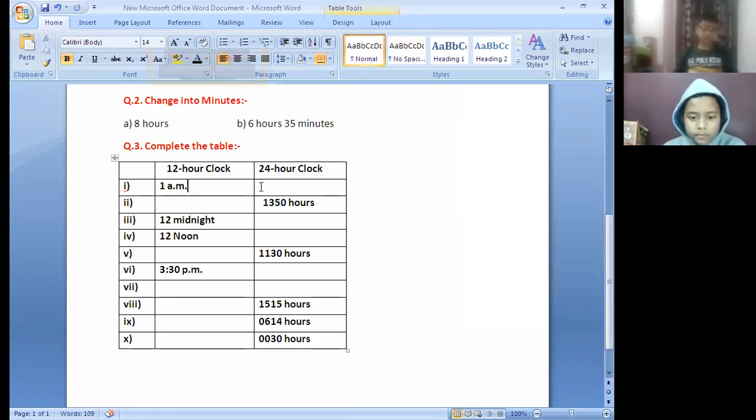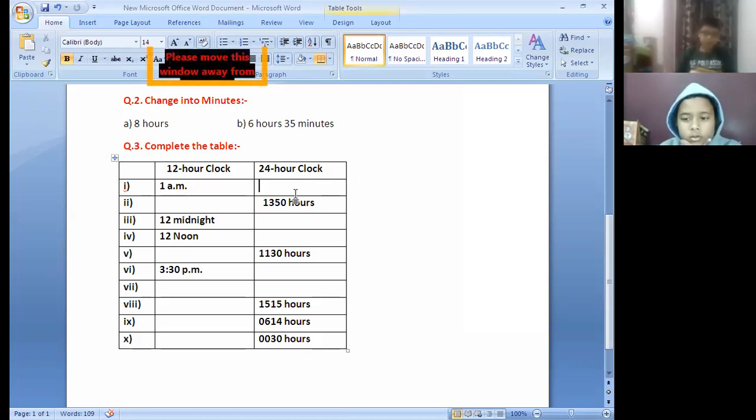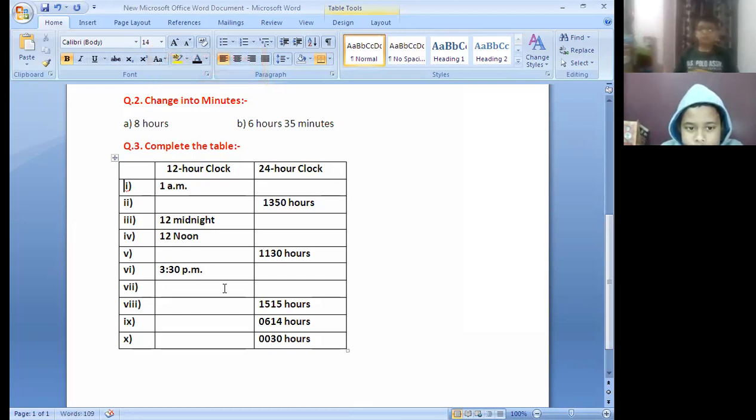Okay. Yes, beta. Yes, Advitya. The answer is 13000. Okay, but how many zeros will come here? 2 zeros. So beta, we have written down only 3 places, but ma'am has already told you to fill the 4 places here. So how are we going to fill the 4 places? Can you tell me?